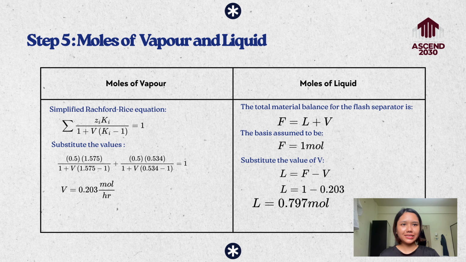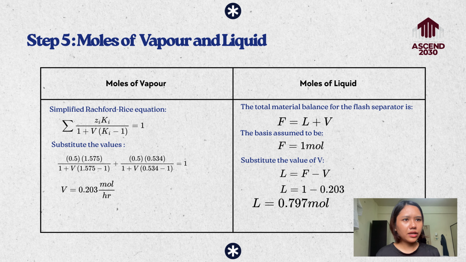So next, I will explain step 5 of our flash distillation calculation. In step 5, firstly, we calculated the amount of vapor produced during the flash separation process using the Rachford-Rice equation. This equation is used to determine how much of the feed mixture vaporized at the equilibrium condition. We substitute the feed composition, which is 0.5 for both pentane and hexane, together with their K values we obtained from the previous step. After solving the equation, we obtain the vapor amount V equal to 0.203 mole.